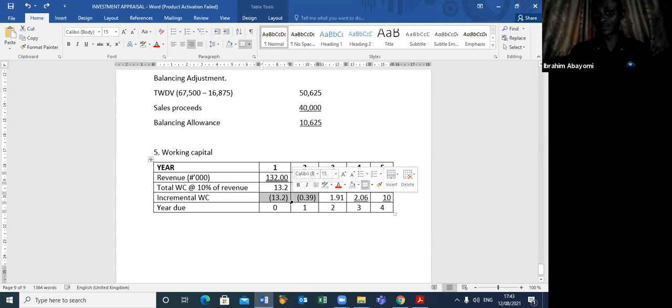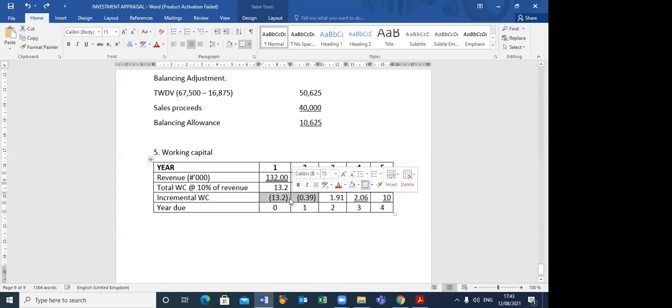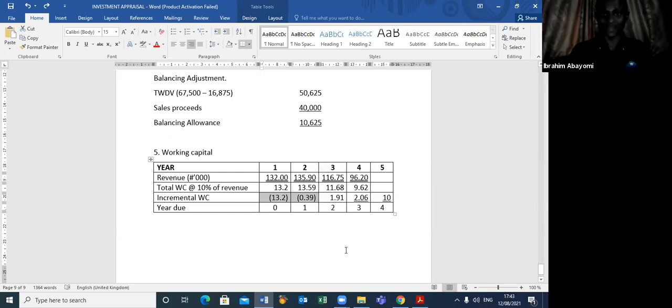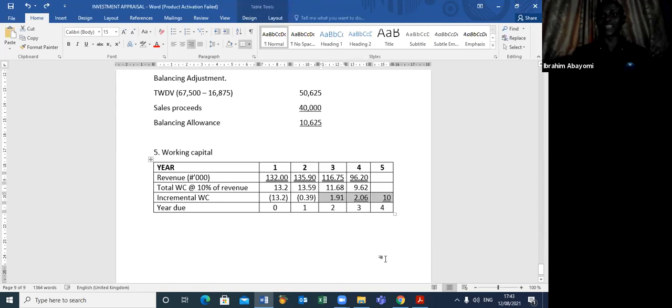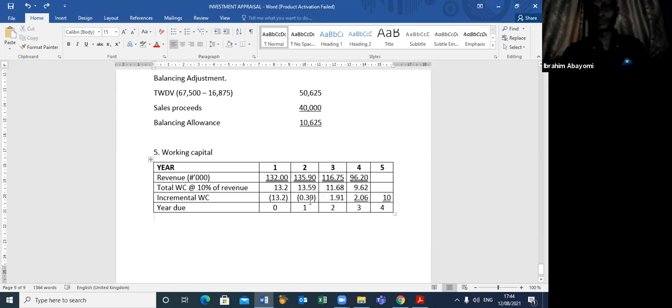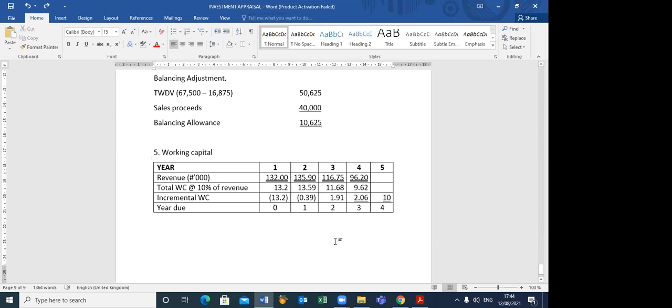Do you understand? Yes, sir. 30.2 plus 0.39 is 30.59. So it should be equal to all this. If you add this also, it should be 30.59. So that's how we got that.